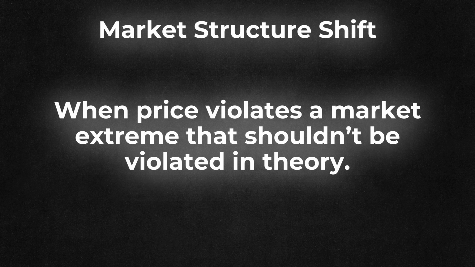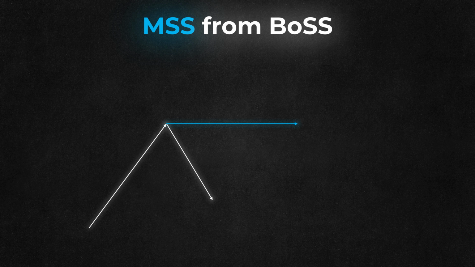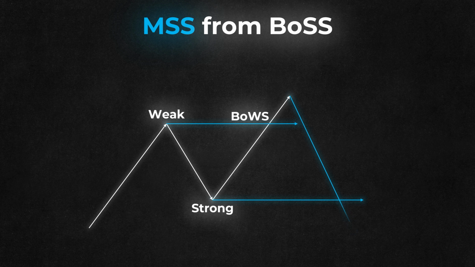In an uptrend, that happens when the market violates a low, and in a downtrend, that happens when the market violates a high. There are two variations of this: the market structure shift from break of strong structure and the market structure shift from break of weak structure. In the first case, we have a market structure shift that results from a break of strong structure. For example, in an uptrend, price will make a higher high, rendering the previous low as strong, and then price proceeds to break this low. This is a strong form of market structure shift because it breaks strong structure.